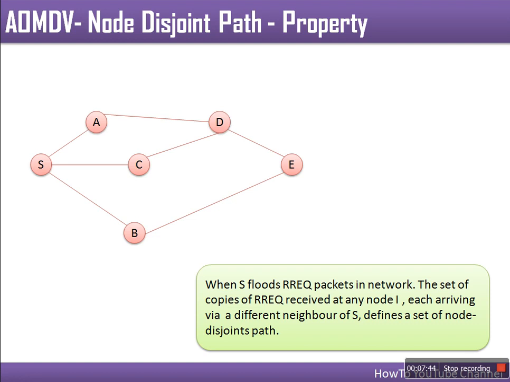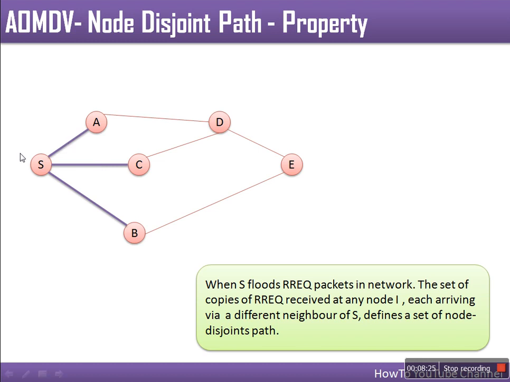This property says that if route request packets are coming from different neighbors of a source, let's say this source S is interested to know the location of E, so it will broadcast a route request query packet. This packet will be received by A, C and B, and these neighbors again broadcast the packet. So if a node receives route request packets coming from different neighbors of the source, then those packets are actually coming from node disjoint paths. How is that?